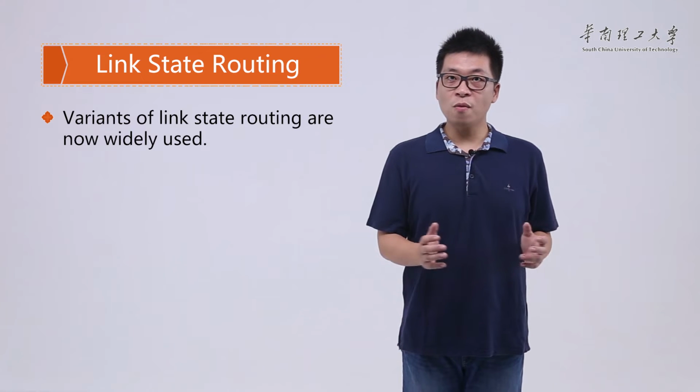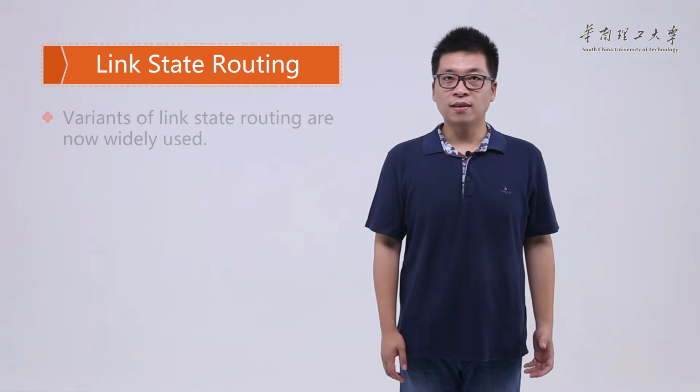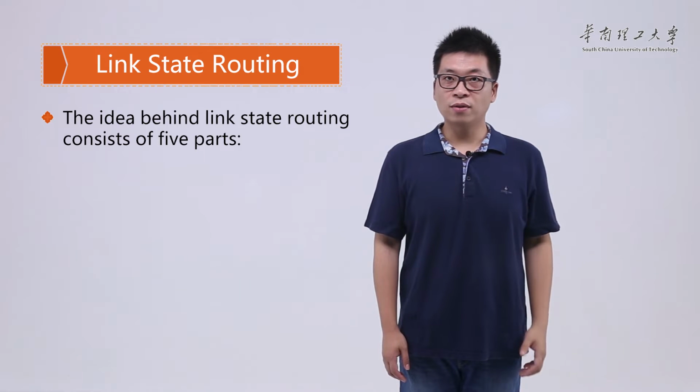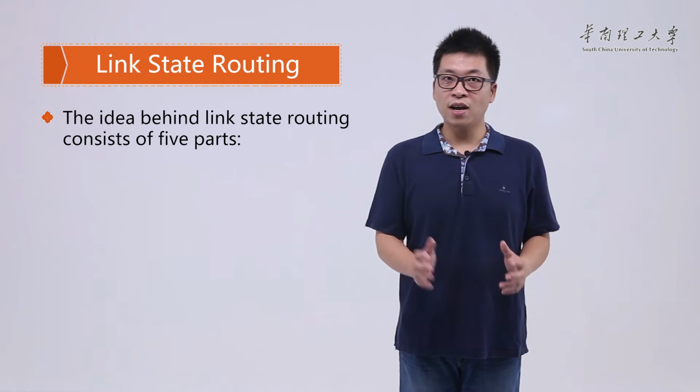In this section, we will go through another routing algorithm called the link state algorithm, or LS algorithm. Link state algorithm is a very widely used routing algorithm. The basic idea behind the LS routing algorithm consists of 5 parts.